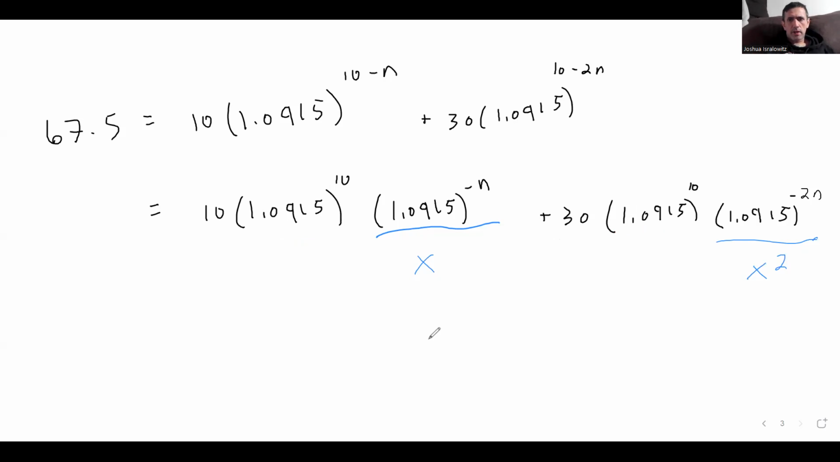Or you can plug these two into a calculator. Actually, that's probably the best thing to do. I think what I decided to do was just get a positive exponent, so multiply both sides by 1.0915 to the 2n. It's not really necessary, you could just do what I said a second ago. Doesn't really matter, both ways are fine.